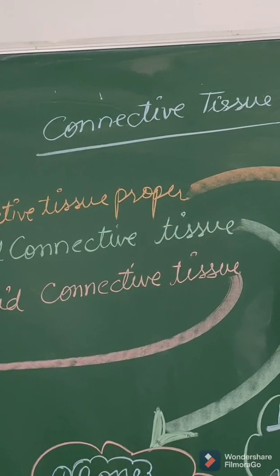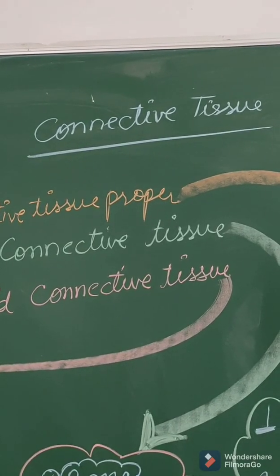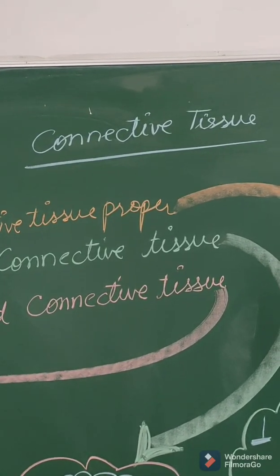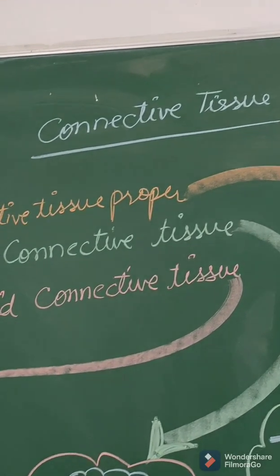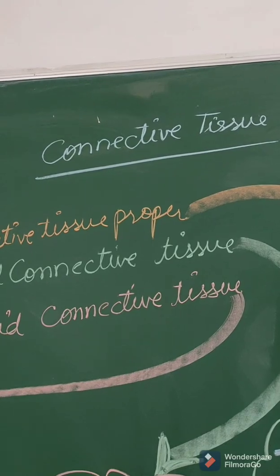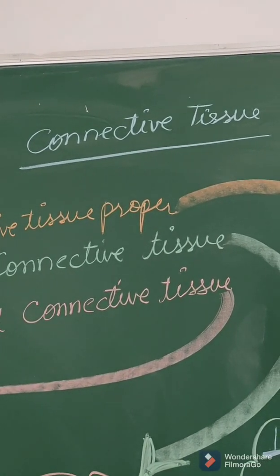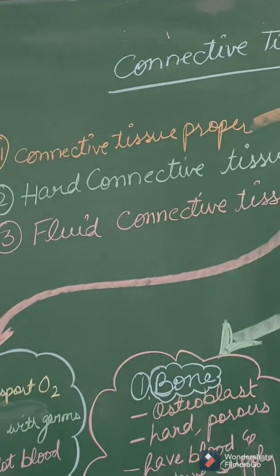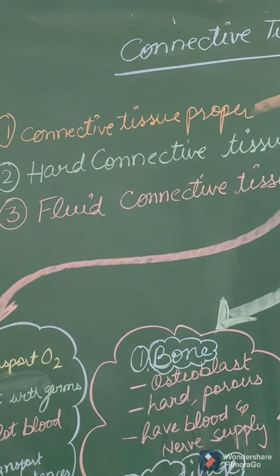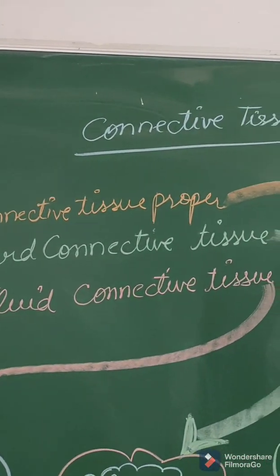Hello, students. So today's topic is connective tissue. So from this word connective tissue, what idea are you getting? Connective means to connect something. That means to connect one part with another. So in animal tissue, this is the third type of tissue, and it has 3 further types in it: connective tissue proper, hard connective tissue, and fluid connective tissue.